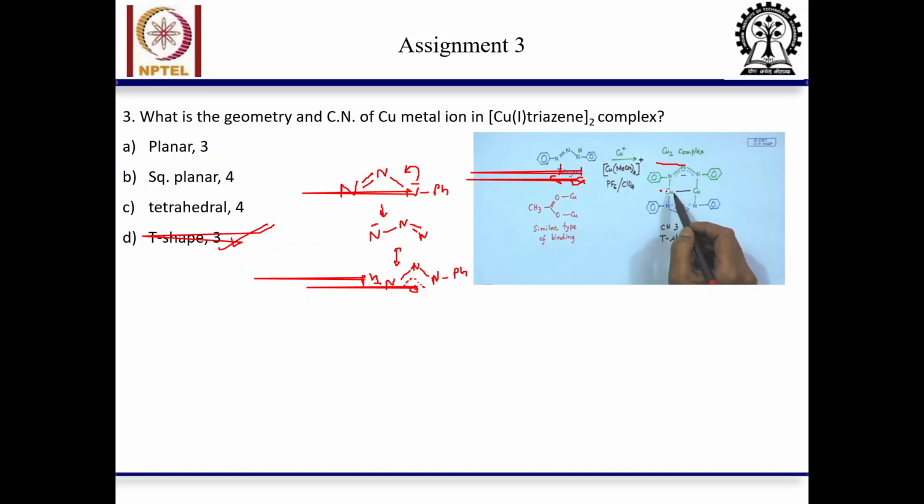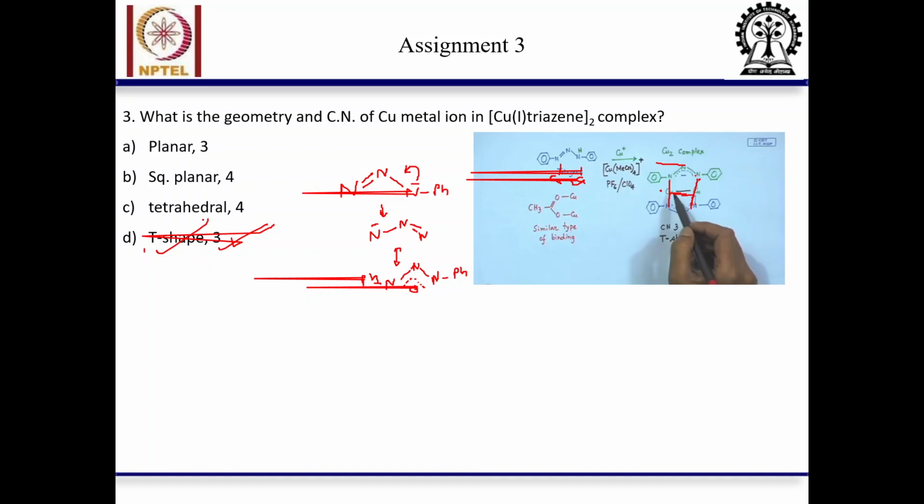So around one copper it will be T shape. This is your T shape, and for this also we have the T shape. Coordination number is how many atoms bind to that metal center. So this is 1, 2, and the other is satisfied through the copper. So your answer is T shape, and coordination number is 3.